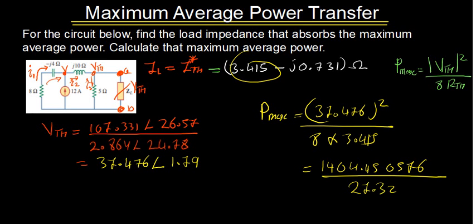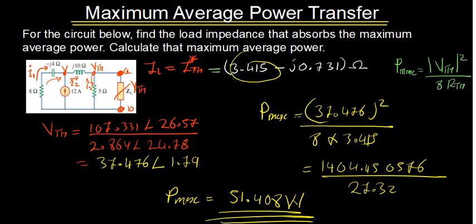So here I'm getting 27.32. So we have 1404.45057 divided by 27.32. The value that I get as my maximum power is equal to 51.40778, but I'm going to round to 3 decimal places, so that'll be 51.408 watts as my maximum power. And that's simply how you go about it.